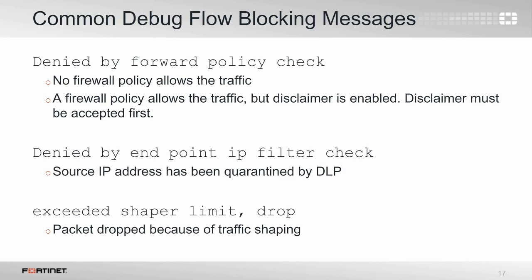1. Denied by forward policy check. Indicates that either no firewall policy allows the traffic, or that a disclaimer has not been accepted yet. 2. Denied by endpoint IP filter check. Indicates that the IP address has been quarantined by the DLP inspection. And 3. Exceeded shaper limit drop. Indicates that the packet was dropped due to a traffic shaper that has exceeded one of its thresholds.